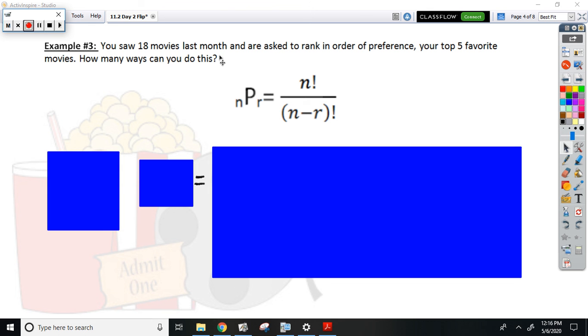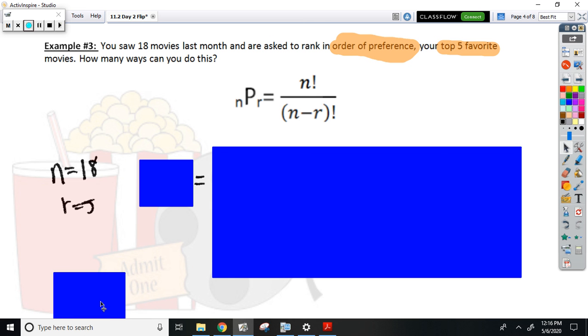If you saw 18 movies last month and were asked to rank them in order of preference. So in order of preference means that the order matters, meaning it's a permutation because you're picking your top 5 favorites. So that would be 18 is our total N. R is our 5 favorites. So this should be 18P5.